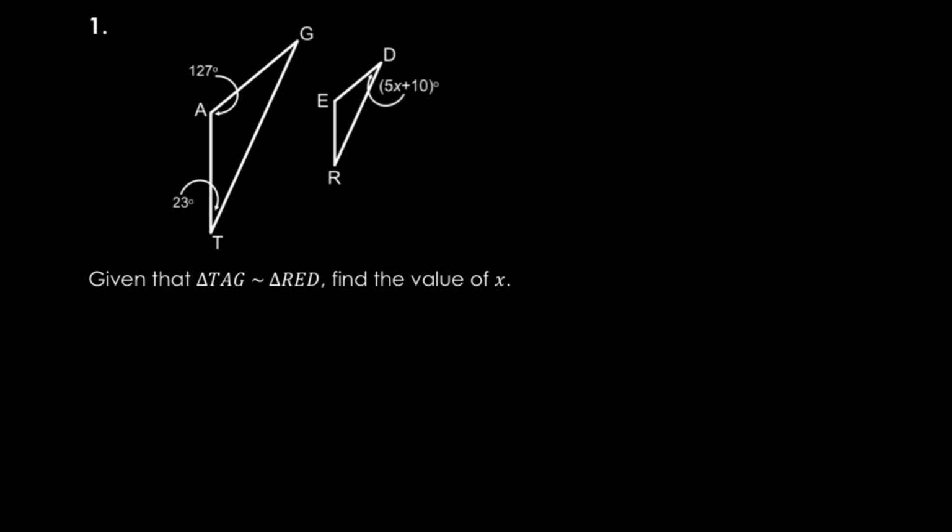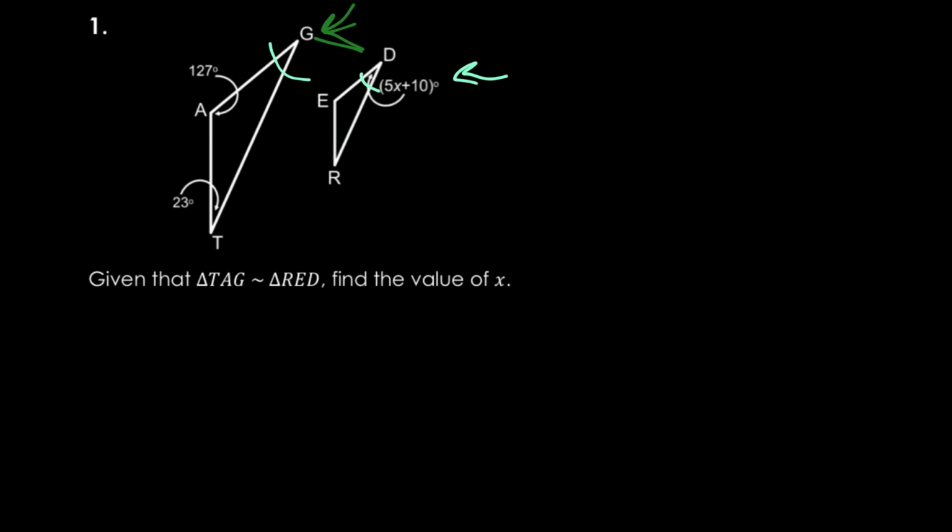Now we can apply some algebra using this Angle Angle Similarity Theorem. I am trying to find the value of x, and I know that angle D is corresponding with angle G. So if I can find what the measure of angle G is, then I can set these two things equal to each other because they are corresponding and my triangles are similar.